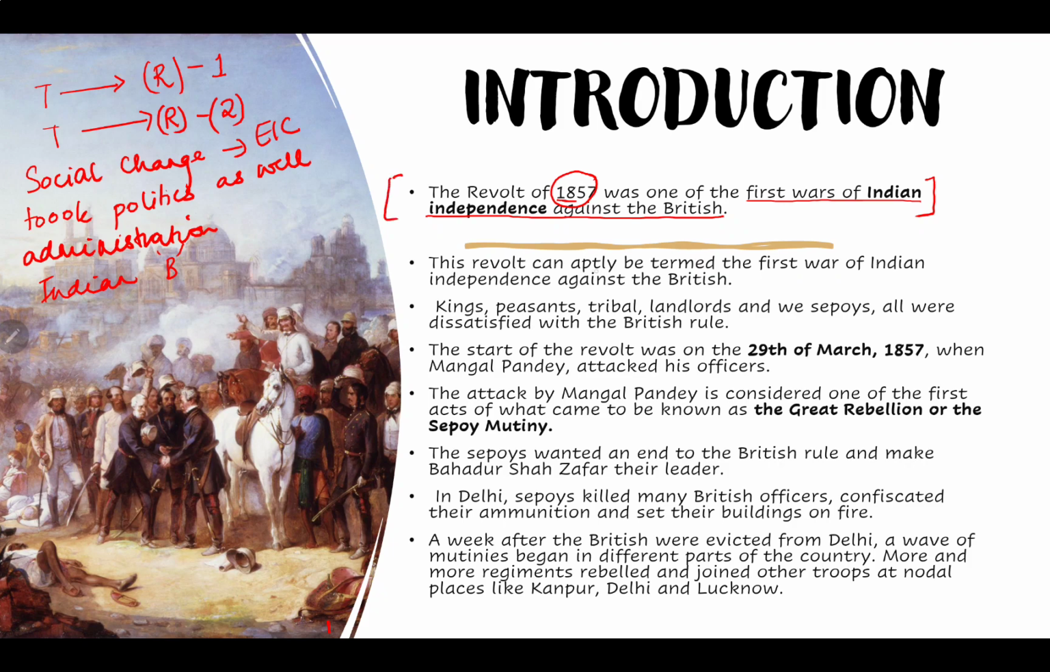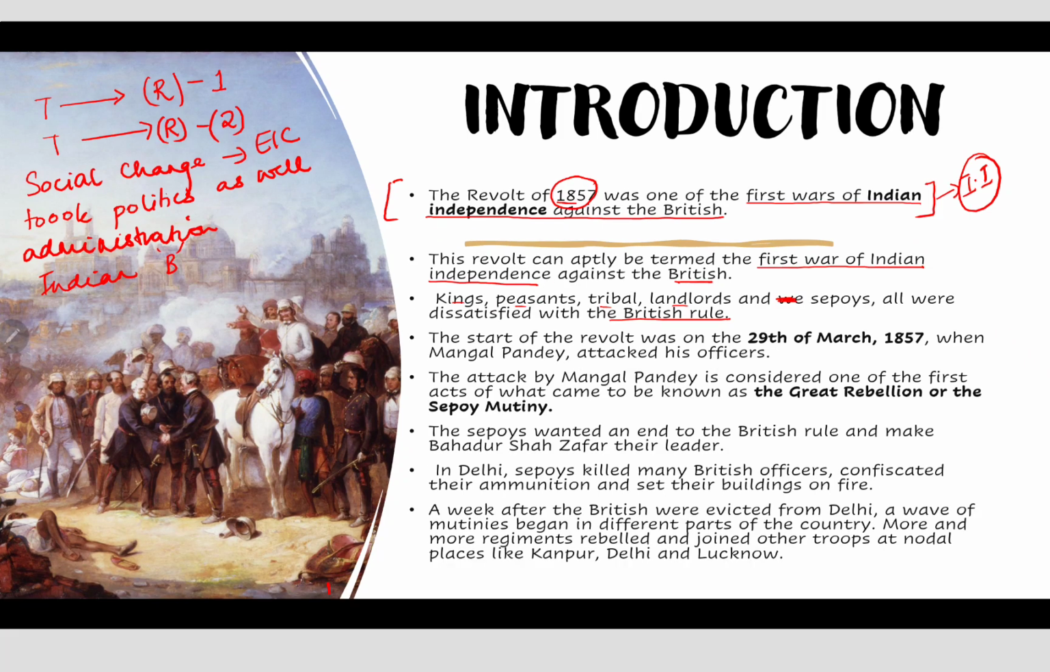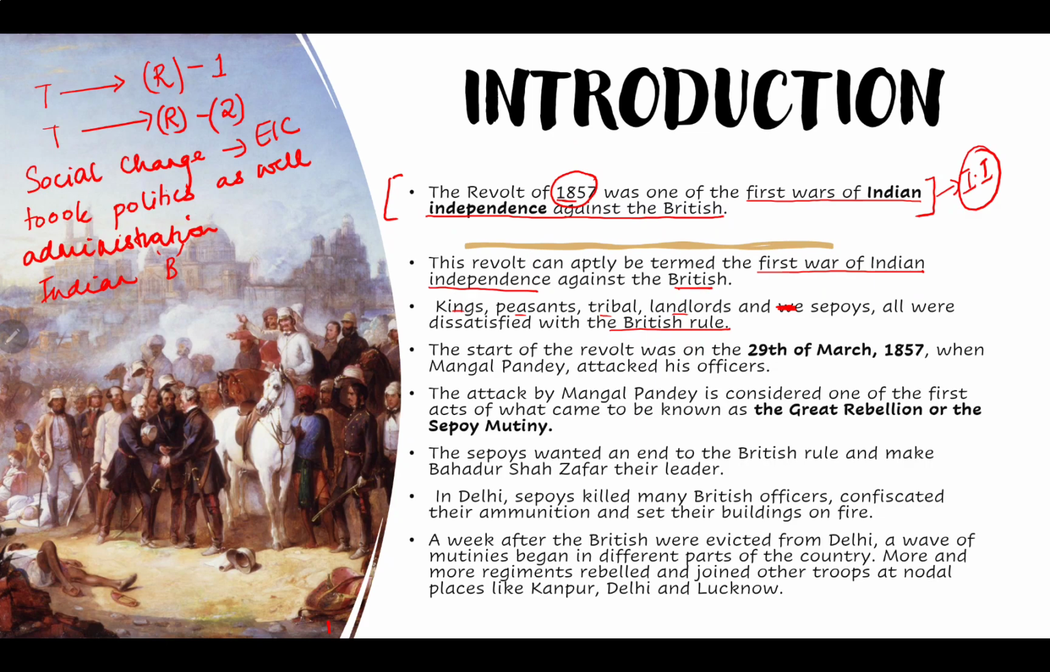This revolt can aptly be termed the First War of Independence. This war triggered the process of India's independence. So the revolt of 1857 can be termed the first war of Indian independence against whom? Against the British. Kings, peasants, tribal landlords, and all the sepoys were dissatisfied with British rule. Who were dissatisfied? Kings, peasants, tribal landlords, and the sepoys were all dissatisfied with British rule.